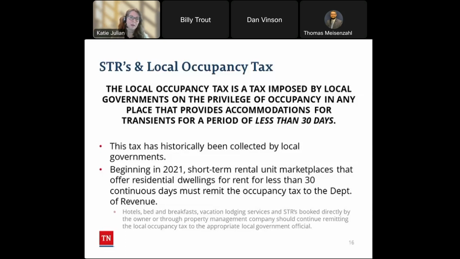This tax has historically been collected by local governments, but a few years ago, beginning in 2021, short-term rental marketplaces, again, those are the platforms where you can make sales of short-term rentals, like Airbnb and VRBO, that offer dwellings for rent for less than 30 continuous days are able to remit that local occupancy tax to the Tennessee Department of Revenue, and that is done via a schedule that's added to their sales tax return. I believe it's Schedule F. Hotels, bed and breakfasts, vacation lodging services, and short-term rentals booked directly by the owner or through a property management company should continue remitting the local occupancy tax directly to your local government.